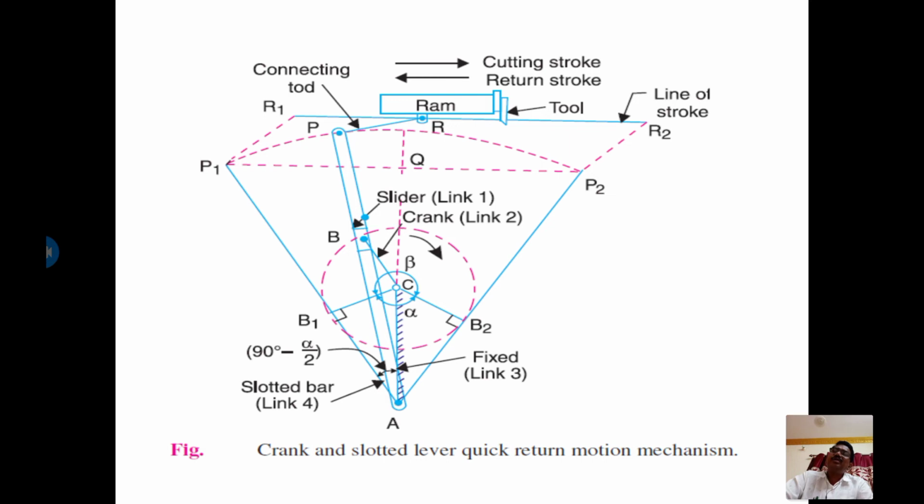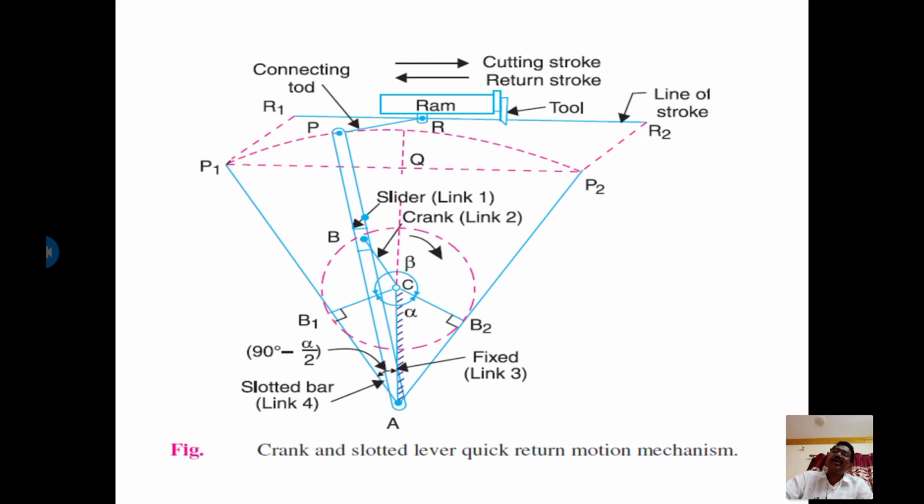That oscillation is from AP1 to AP2. At the end point of the slotted bar, it is connected by means of a connecting rod to the ram, to which the tool is attached. As the tool moves from R1 to R2, cutting takes place. From R2 to R1, the return stroke takes place. So whenever the crank is moving from CB1 to CB2 in the clockwise direction, cutting is taking place. From CB2 to CB1, the return stroke is taking place.